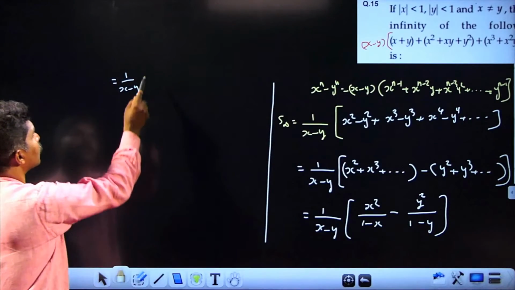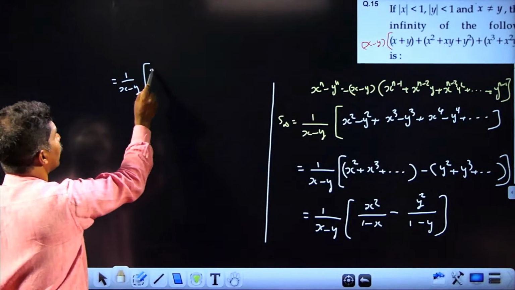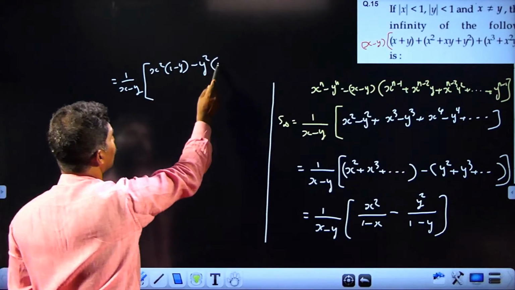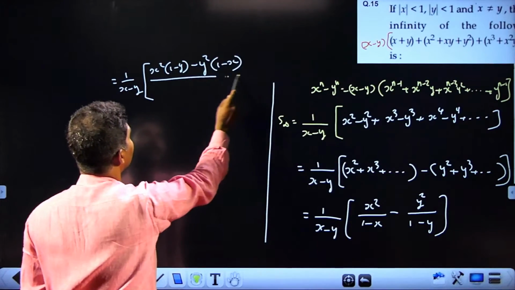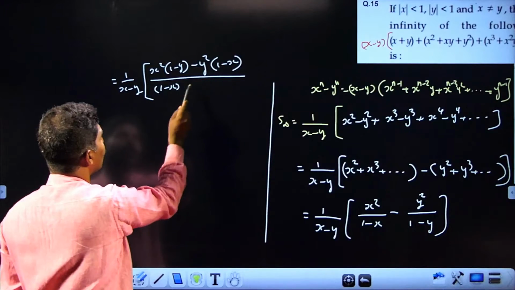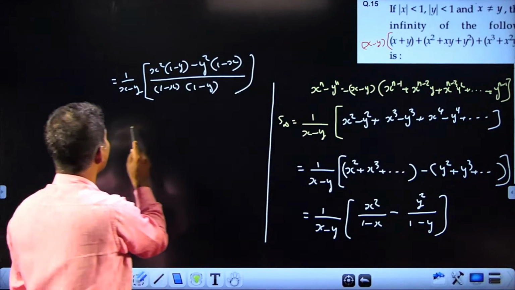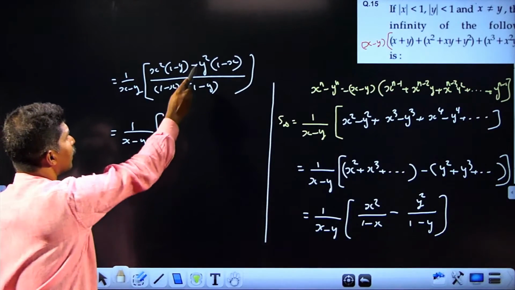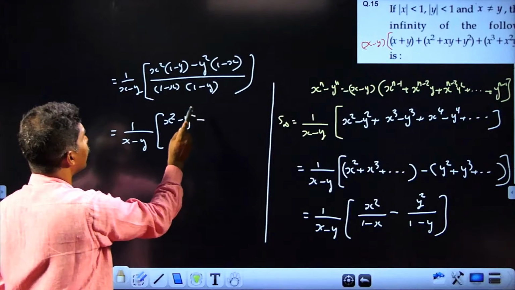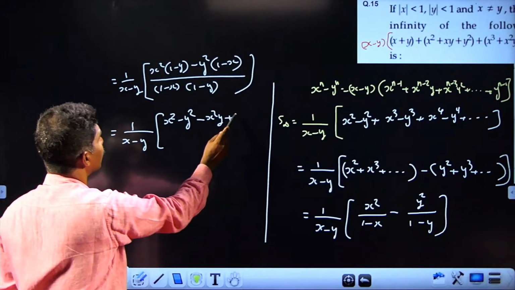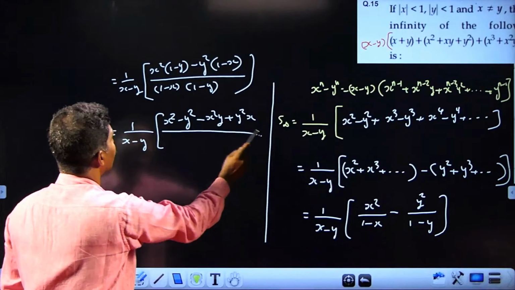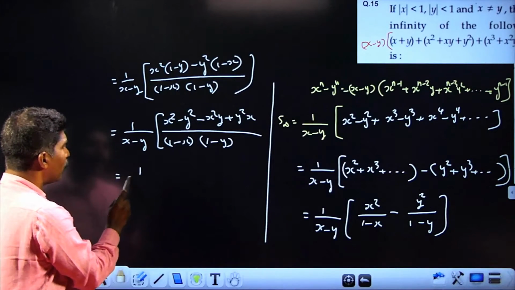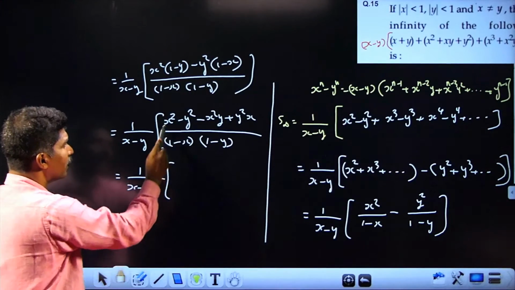1 divided by (x minus y) into [x square into (1 minus y) minus y square into (1 minus x)] divided by (1 minus x) into (1 minus y). Okay. And this equals (x minus y) into [x square minus y square minus x square y plus y square x] divided by (1 minus x) into (1 minus y), and this equals 1 divided by (x minus y) into x square minus y square is what?